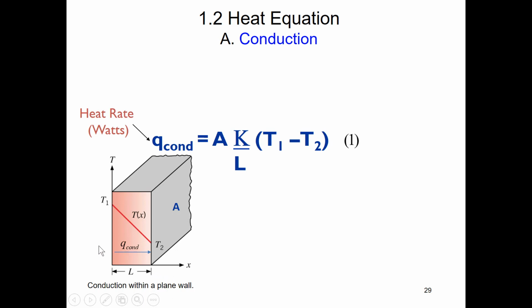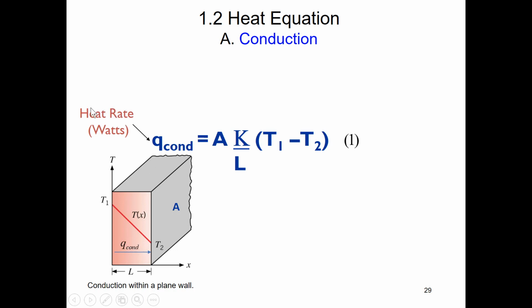First, let's look at our system. We have a solid plain wall with a thickness of L. The left surface is at a temperature T1, and the right surface is at a lower temperature T2. Both surfaces have the area A. Since there's a temperature difference, there's conduction heat flow.